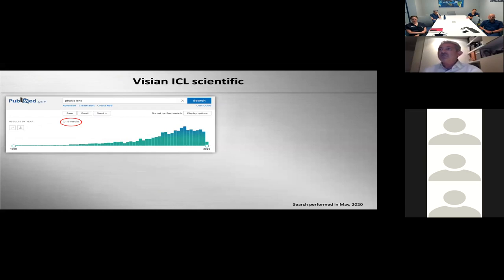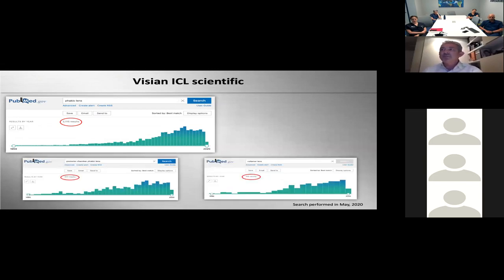Phakic lenses have also captured the attention of many scientific publications since the second half of the 20th century. Posterior chamber phakic lenses began to appear in the literature in the 80s, and the first ICL publication was in 1996. Since then, the interest raised by this lens has been increasing, reflected in the number of annual publications.